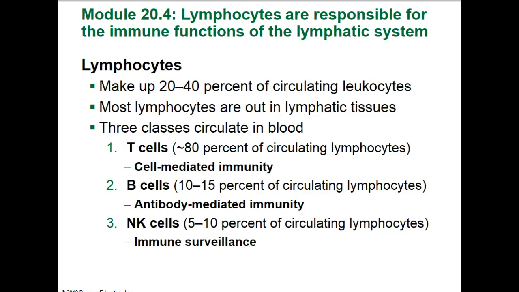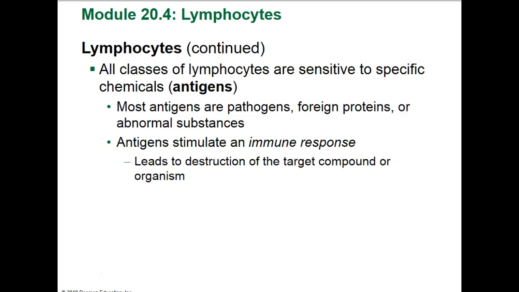And then we have NK cells. That stands for natural killer cells. That's 5 to 10% of the circulating lymphocytes. And they're involved in what we call immune surveillance. They're kind of going around your system, the tissues, and the lymphatics, looking for foreign things and pathogens.